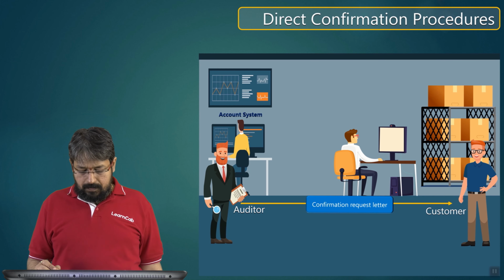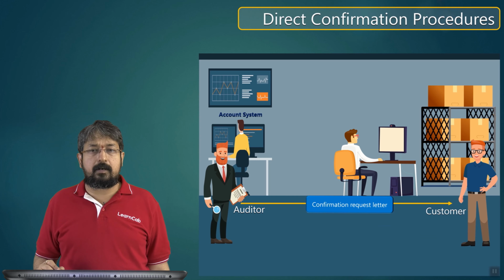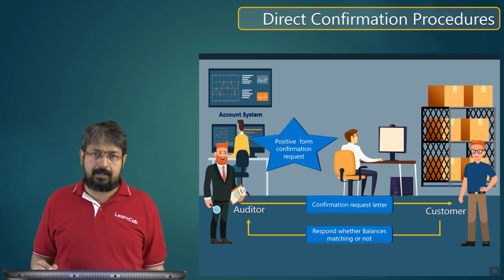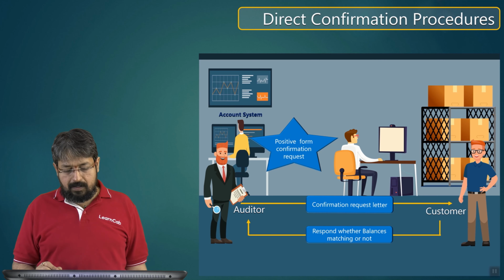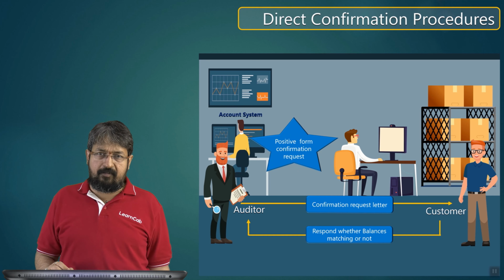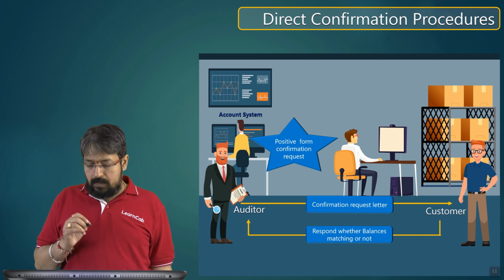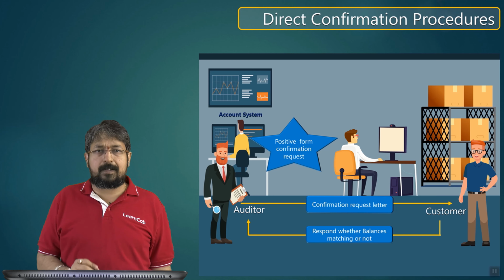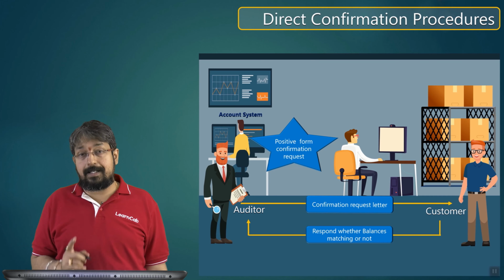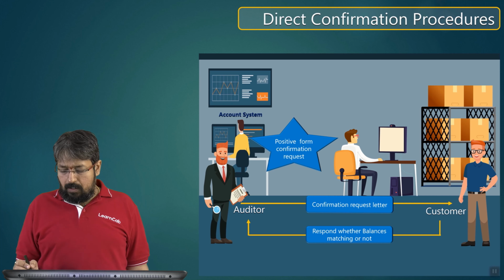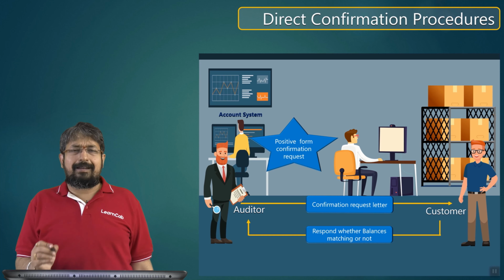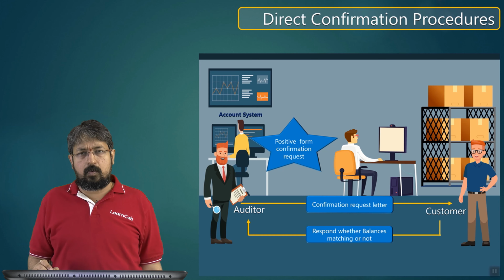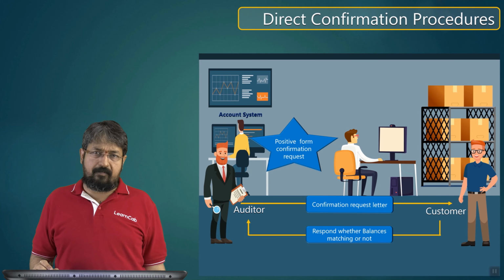Further, my dear soldiers, the auditor will send a confirmation request letter to the customer, and the customer will respond whether balances are matching or not matching. This type of confirmation is known as the positive form of confirmation request, where I contact the customer and say please respond whether balances are matching or not, you need to check. This type of confirmation is known as what? Positive form of confirmation request.